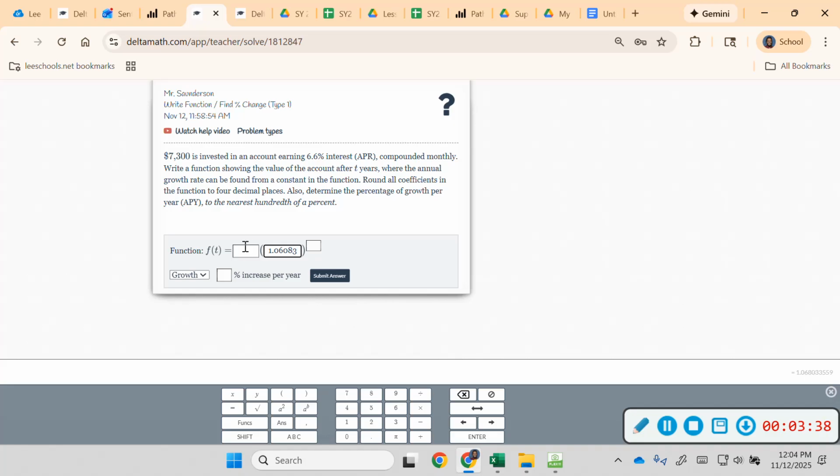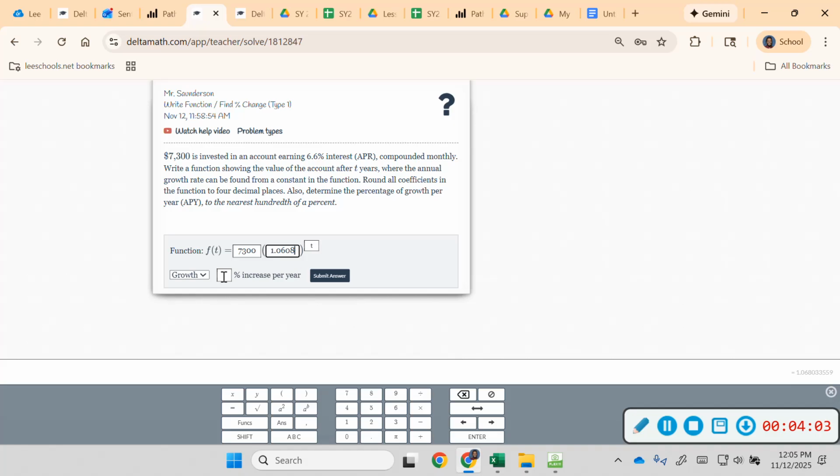So 1.06803. Then here we put back that same 7,300, and here I'll put the t. Now we round. You look at the 5th number because it says round to 4 decimal places. If it's 5 or larger, the next number to the left goes up by 1. Because it's not 5 or larger, it will not go up. It will just be this right here.